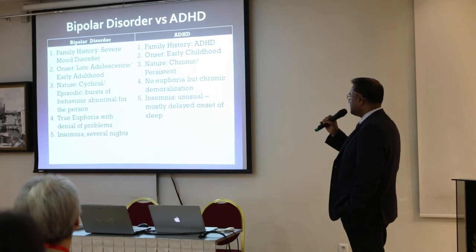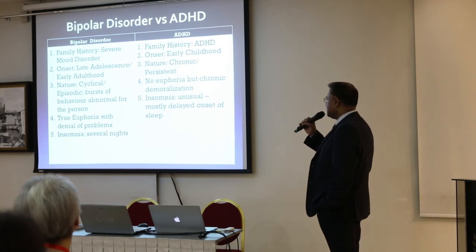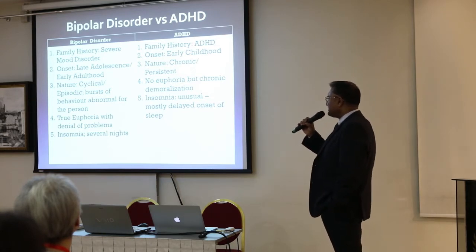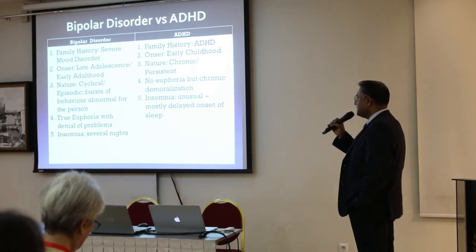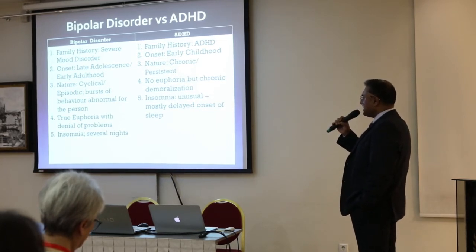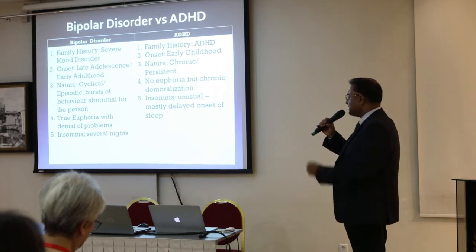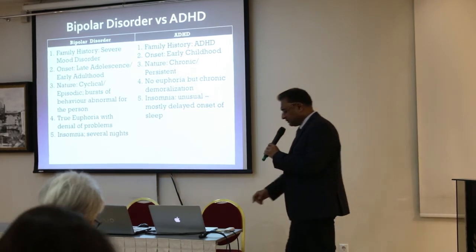Whereas in bipolar affective disorder, you could still have a family history of severe mood disorder, starts in late adolescence and early adulthood. Usually the nature is cyclical, whereas people recover in between the episodes, and that means that it's not a pervasive disorder, it's not there all the time. And then there could be issues with insomnia for several nights, and true euphoria with denial of problems.